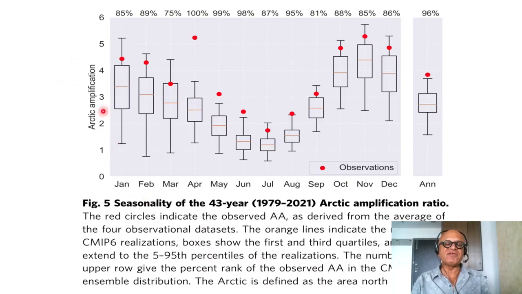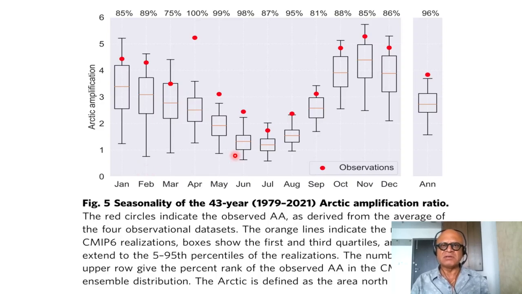So if we look at the Arctic amplification over a year and the annual mean, again observational estimates versus models, seasonality of the 43-year Arctic amplification ratio, the red circles indicate observed Arctic amplification as derived from the average of 4 observational data sets. The orange lines indicate medians of CMIP6 realizations, and boxes show first and third quartiles. Whiskers extend 5th to 95th percentiles of the realizations. Numbers in the upper row give percent rank of observed Arctic amplification in CMIP6 ensemble.